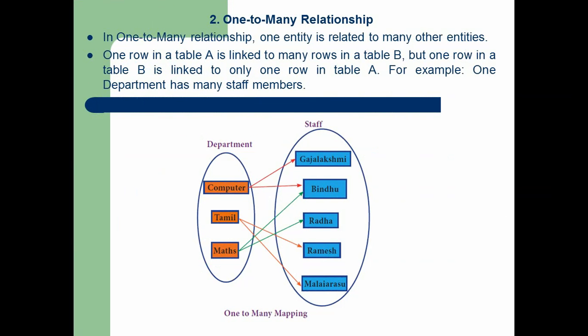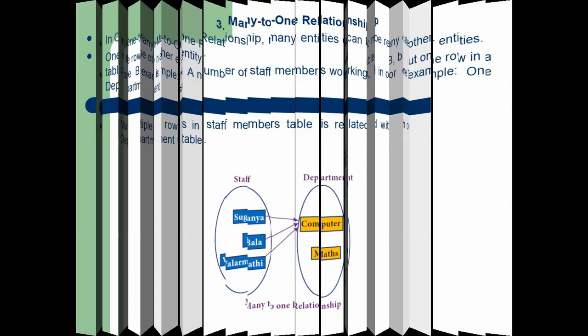Next, one to many relationship means an entity is related to many other entities. Here entity refers to rows. One row in table A is linked to many rows in table B, but no row in table B is linked to more than one row in table A. For example, one department has many staffs. Like computer department has two staffs, Tamil department has two staffs, and Maths department has two staffs. But one staff cannot work in two departments. This is called one to many relationship.